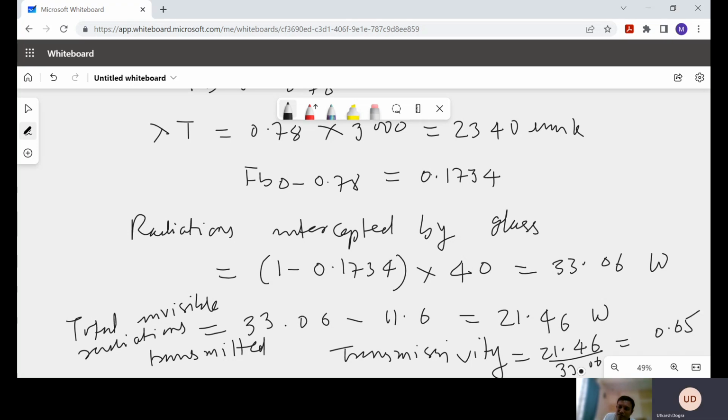Clear. Yes, sir. So the question is slightly tricky, but I think I have given the explanation which is easier to follow. Yes, sir.